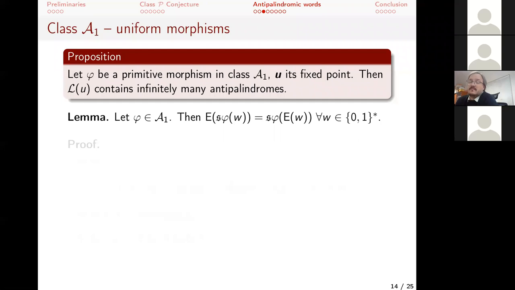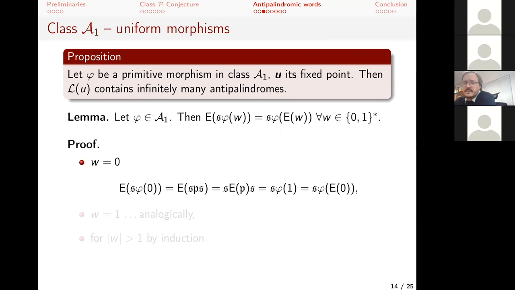So this lemma, one can easily prove it by induction on the length of the word W. If you start with length one, so if you take W to be just the one letter zero, then E of S phi of zero. So what is phi of zero? Well, by the definition of the class A1, this is equal to PS. So I've got E of S P S.